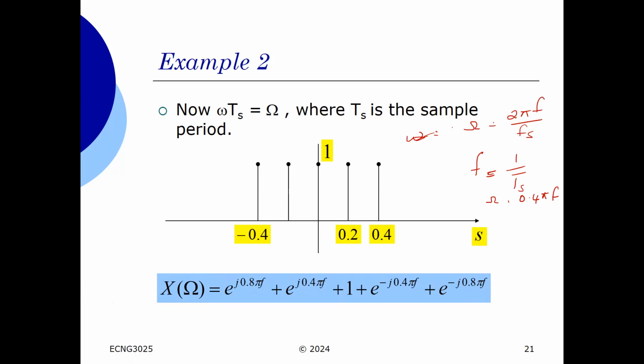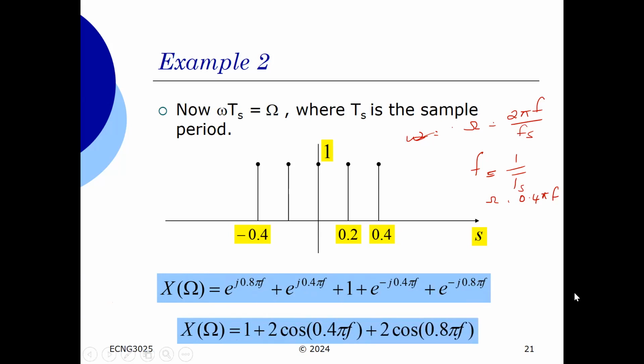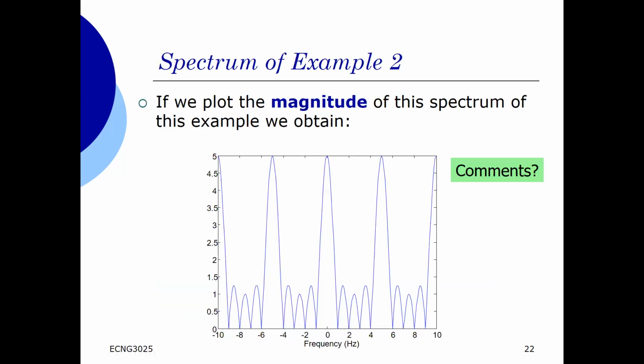Good. And now what I do is that I plot X(omega). So I could put this in this form. I can leave it so, or you could realize this actually turns out to be a real thing. The e to the j omega and e to the minus j omega is actually cosine. So it's a real function here. So I could plot this. X(omega) is equal to 1 plus 2 cosine 0.4 pi f plus 2 cosine, etc., etc. If I do that and I plot it, this is what I get for the magnitude of that spectrum.